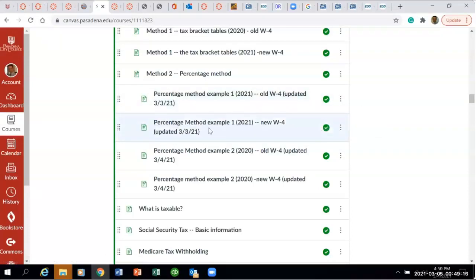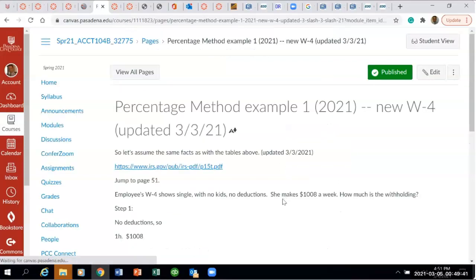Now this is percentage method example, 2021, again, using the publication 15. But it's for a W-4 that has been issued in 2020 or after. Okay, so let's do that. In this example, it says, this is a new W-4.